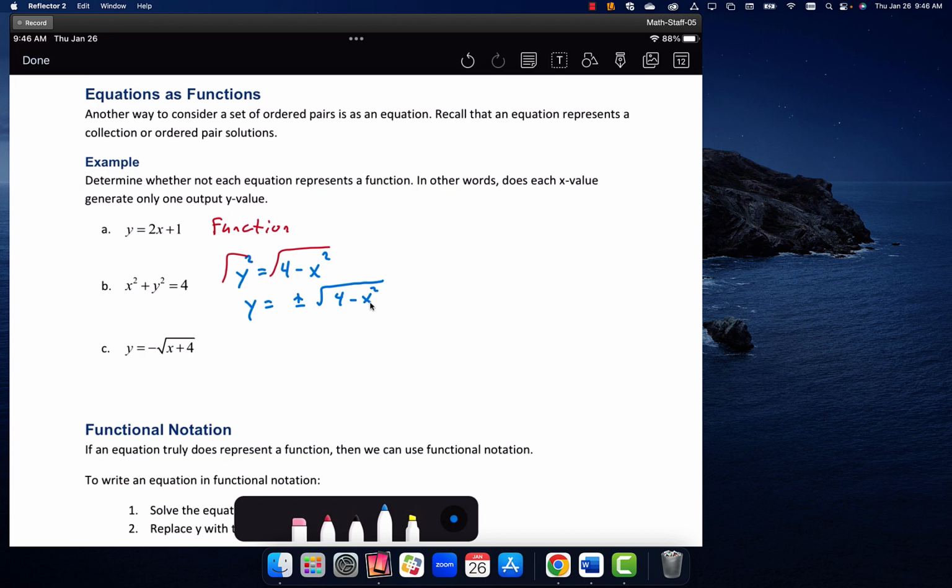If you plug in 0, for example, you'll end up with the square root of 4, which is 2, but you have plus or minus on it. So no matter what you plug in, it looks like you're going to get a positive and a negative. So you're getting more than one y value for every x that you plug in. That means this one is not a function.